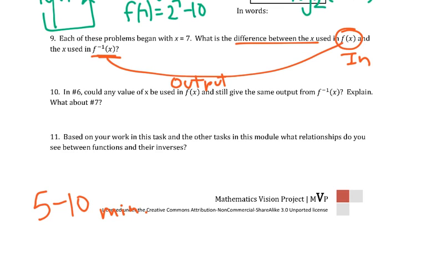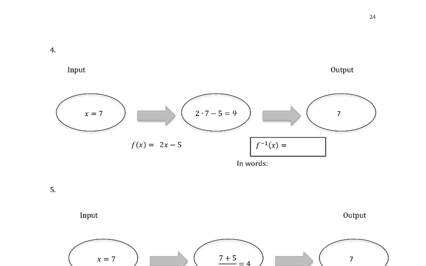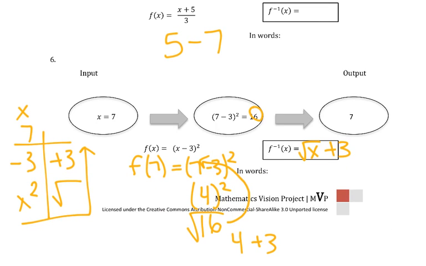Number 10 says, in number 6, could any value of x be used in f of x and still give the same output from f negative 1 of x? So let's look at 6. Okay, so if we used a number besides 6, could it work the same? Well, let's try it. Let's use 4. Actually, not 4. Let's use a bigger number, 10. So 10 minus 3 would be 9. 9 squared is 81. Square root of 81 plus 3. Square root of 81 is 9. 9 plus 3.